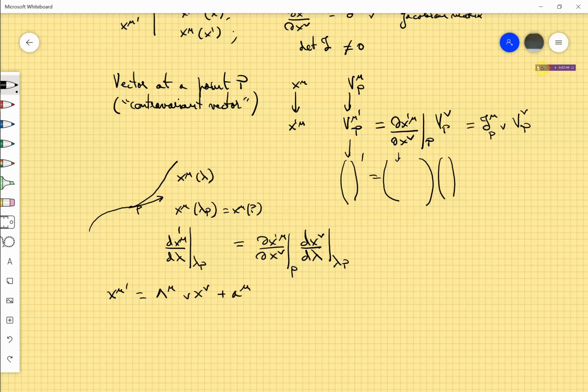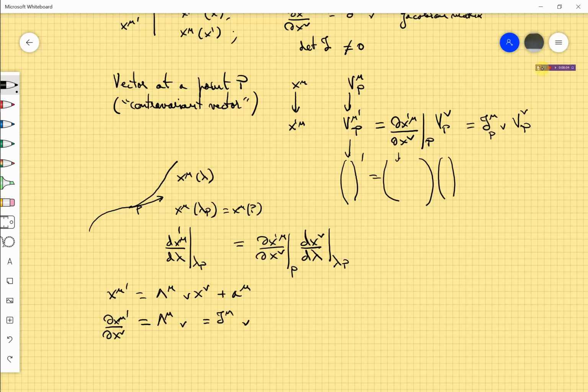Okay, I can compute the Jacobian matrix, and it is just lambda mu nu. So this is the Jacobian matrix. It is constant, so I don't need to write P because it is the same everywhere.